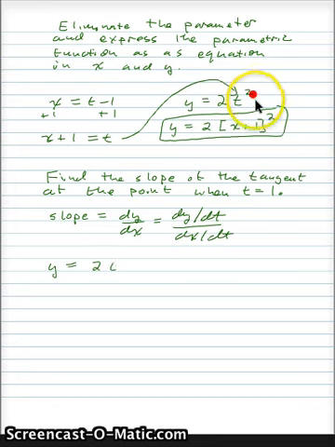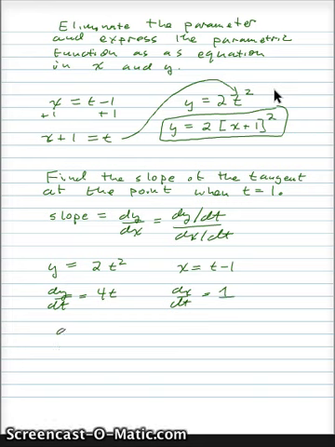Now we saw up here that y was 2t squared. So the derivative of y with respect to t is just going to be 4t. x, of course, was t minus 1. So the derivative of x with respect to t is just equal to 1. Now putting these together, again, dy dx is dy dt divided by dx dt. We're going to get that the slope is just going to be 4t over 1.